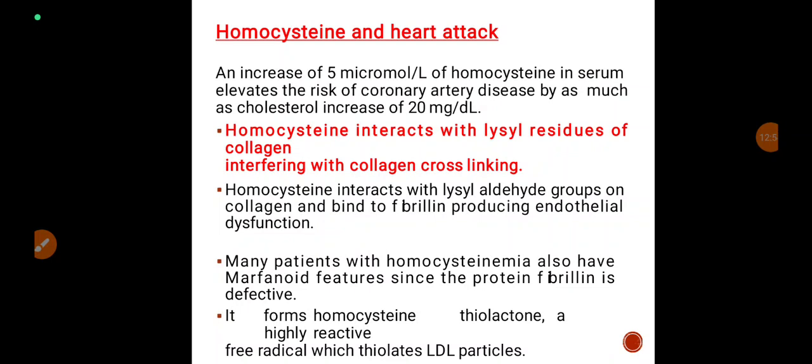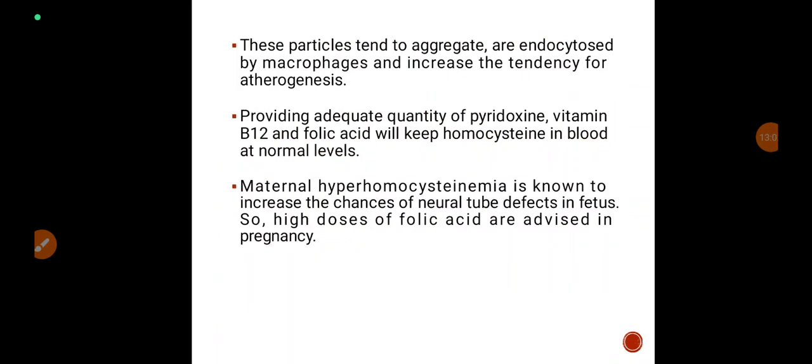It forms homocysteine thiolactone, a highly reactive free radical which thiolates LDL particles. These particles tend to aggregate and are endocytosed by macrophages and increase the tendency for atherogenesis. Providing adequate quantity of pyridoxine, vitamin B12 and folic acid will keep homocysteine in blood at normal levels. Maternal hyperhomocysteinemia is known to increase the chances of neural tube defects in the fetus. So high doses of folic acid are advised in pregnancy.